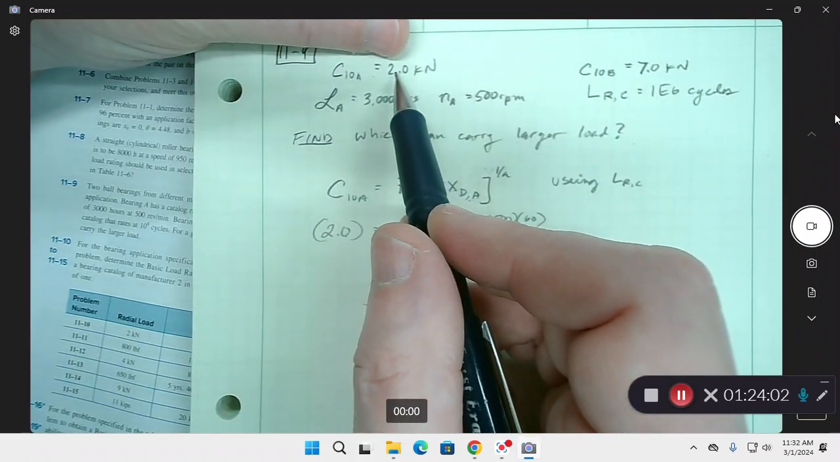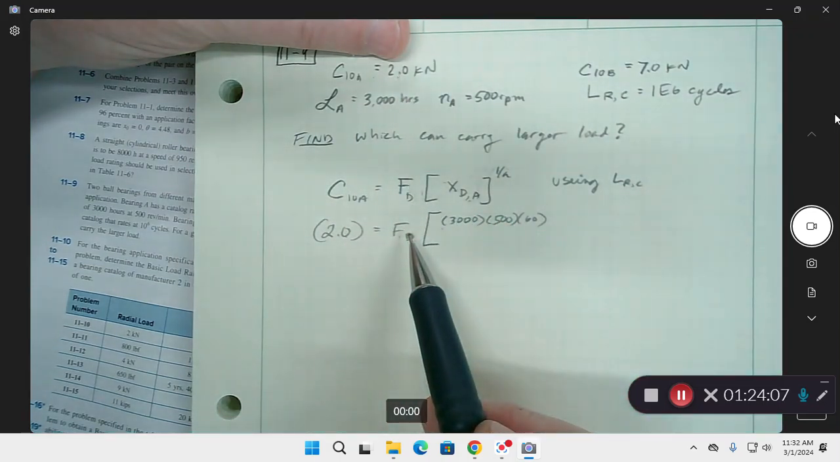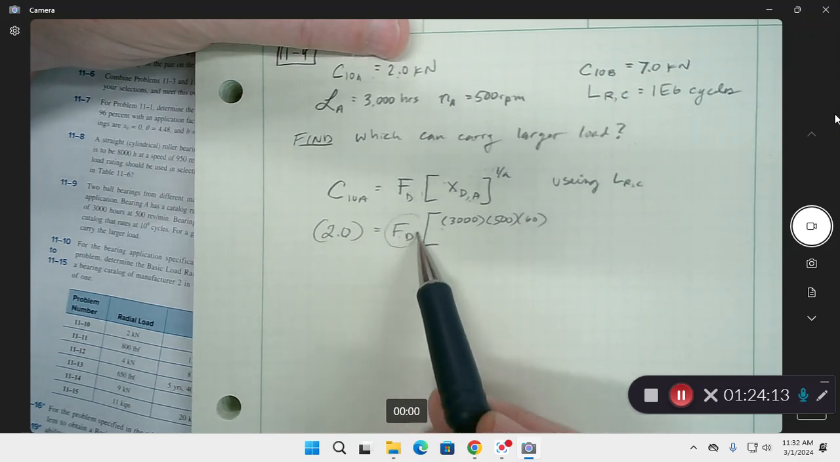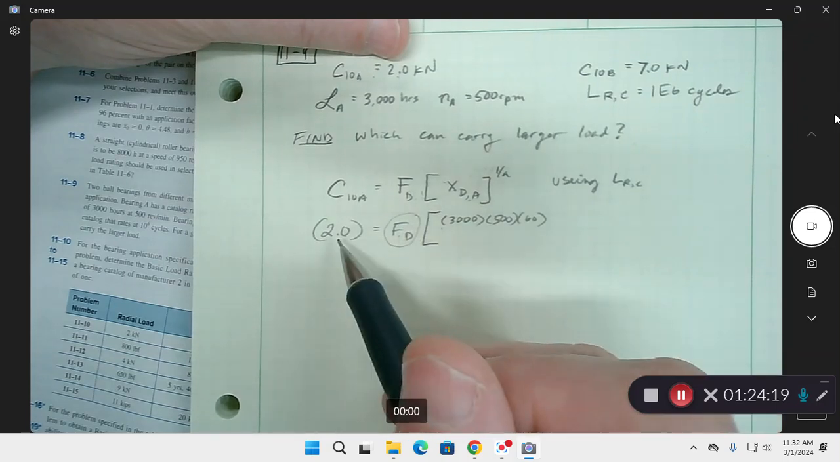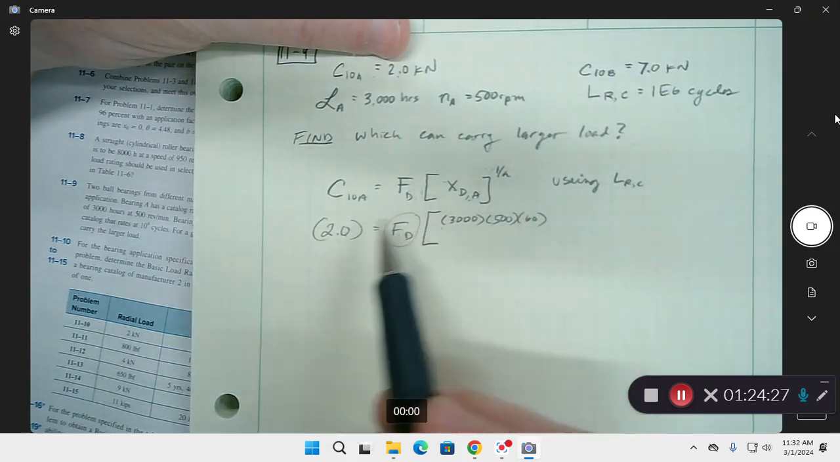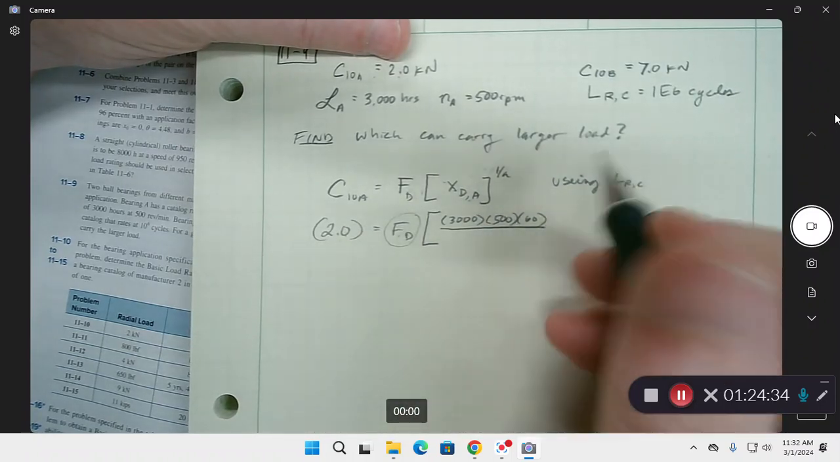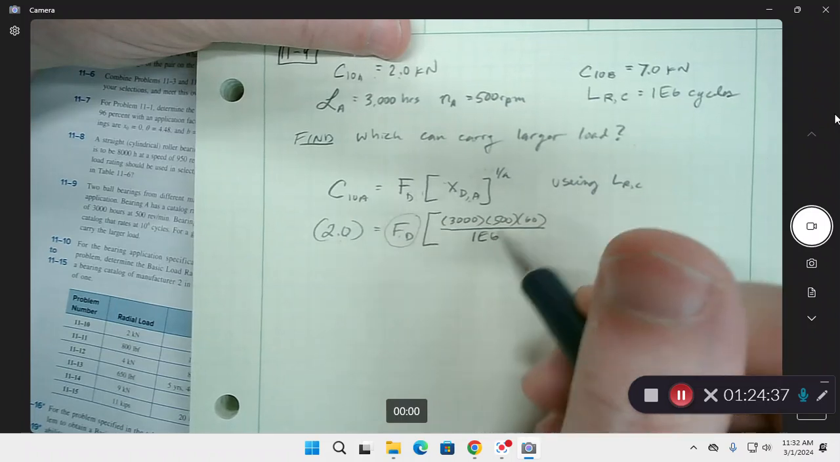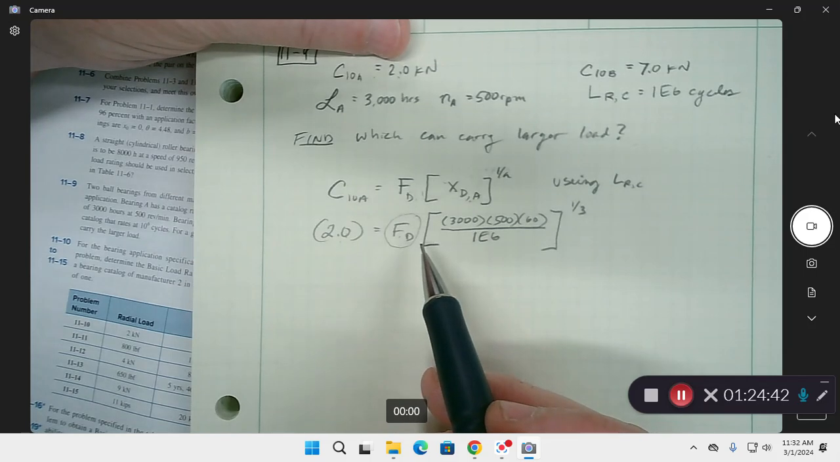We have a catalog rating here, and I want to find this. I want to find out what force can be used with this catalog rating. Yeah, okay, so if I were to convert this setup, this is how I would do it. I would go to the 1E6. Yep, this is correct. Okay. I just wanted to make sure that I was doing this the right way.